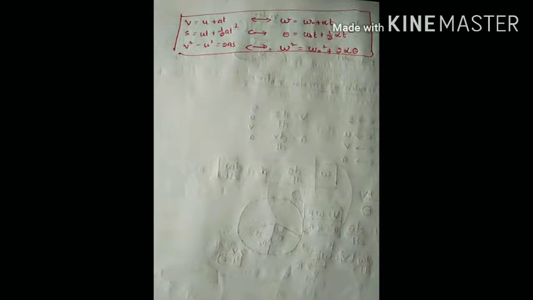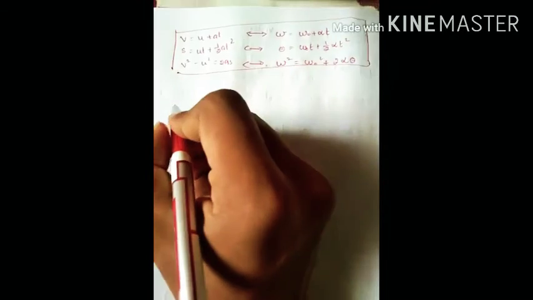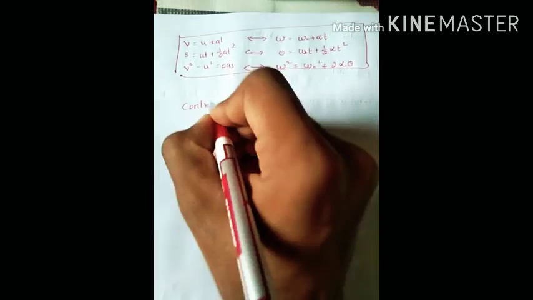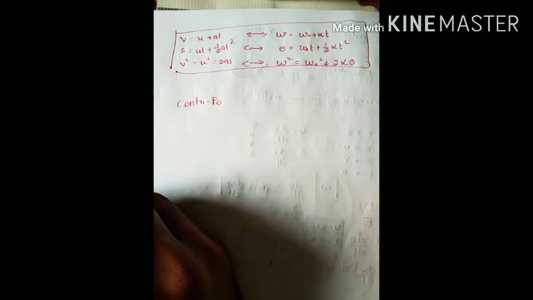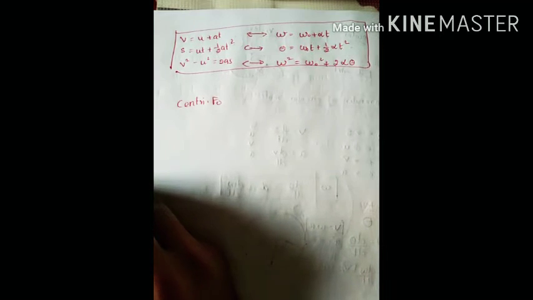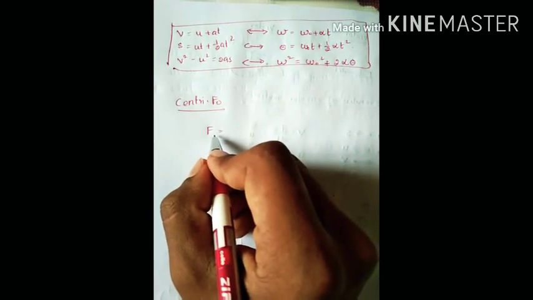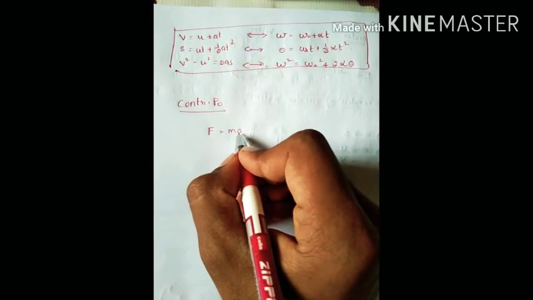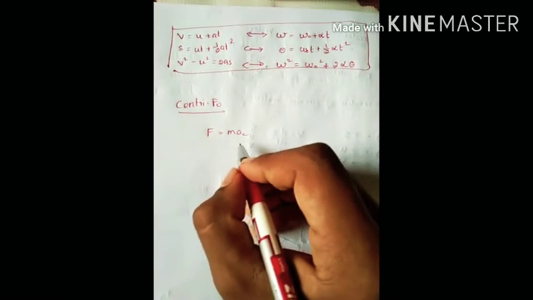Centripetal force. What's the centripetal force? For a particle moving in a circular motion, it must be acted upon by a net force toward the center, referred to as the centripetal force, that I already discussed with you. A simple common force formula according to Newton's second law: force equals mass into acceleration. This is the centripetal acceleration in the case of centripetal force.